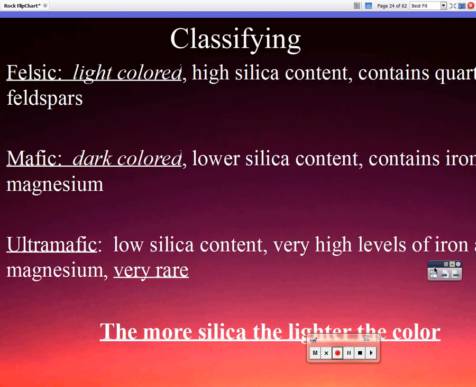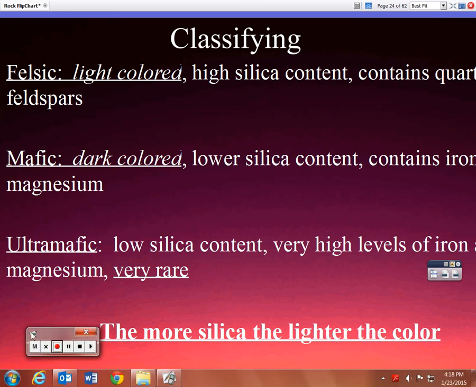Okay, they are further classified as felsic, mafic, or ultramafic. This has to do with the color of the rock, like literally when you're looking at it, the color that you see predominantly. Felsic is light colored, which means it has a whole lot of silica in it. Silica, think of sand. The more sand, the lighter it would be. Mafic is dark colored. It contains iron and magnesium. And then ultramafic has very low silica. It has a whole lot of iron and magnesium. Ultramafic rocks are very rare. Okay, and remember, the more silica, the lighter the color.